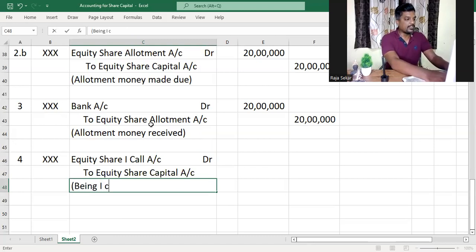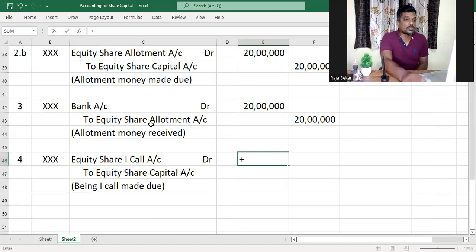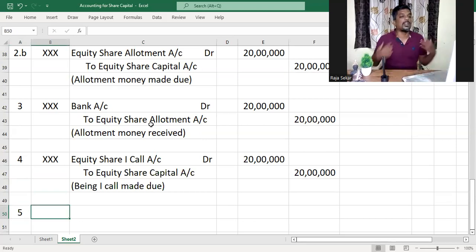So being first call made due. I'm making the first call due. I'm telling them to come and pay the first call money. How much? What is the amount that I'm supposed to debit and credit here? I have 1 lakh shares, and for each share, I need to receive 20 rupees as first call. It's given in the question that along with first call, I'm supposed to receive 20 rupees, right? So 1 lakh into 20, that will be 20 lakhs. So that's done. Now, once I've made the money due, what do those shareholders do?